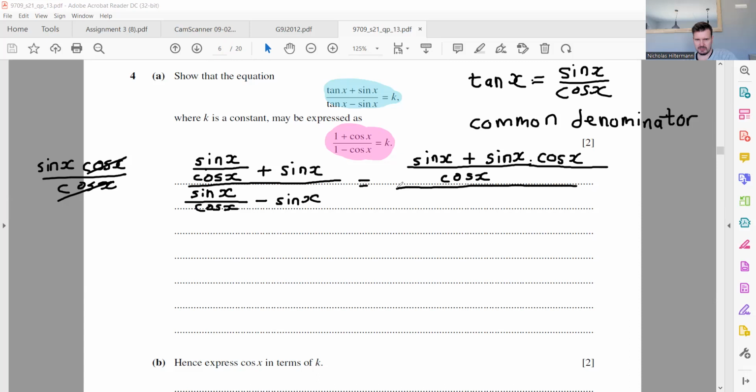I'm going to do the same to the bottom. Sine x minus sine x cos x, right? And you should be ahead of me because I'm writing very slowly.